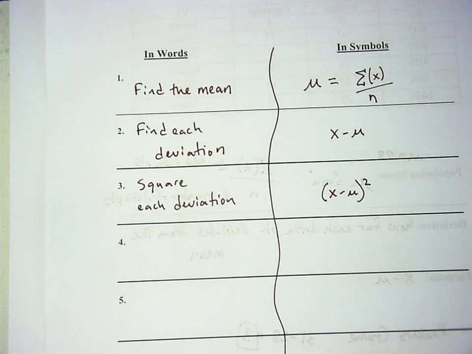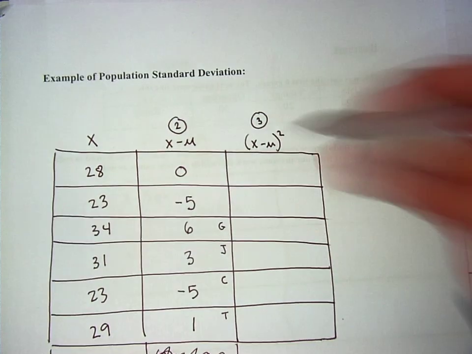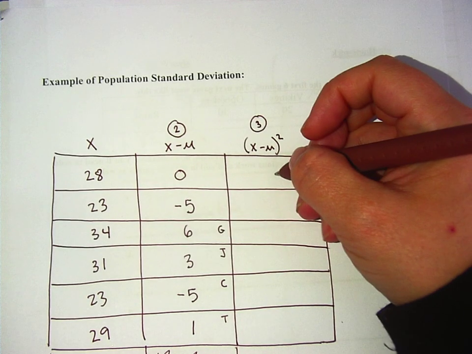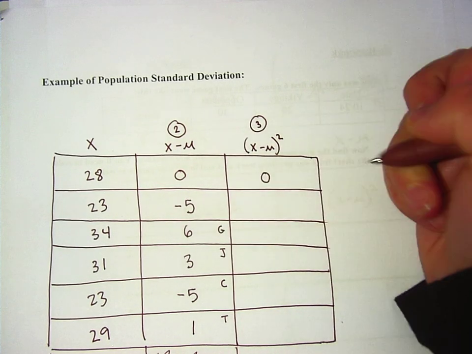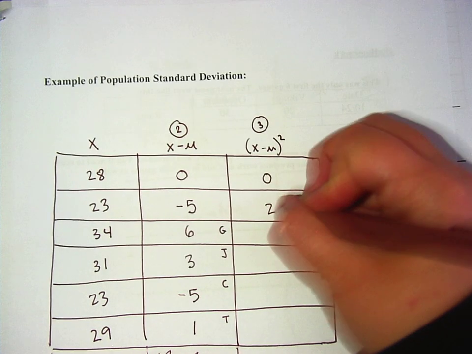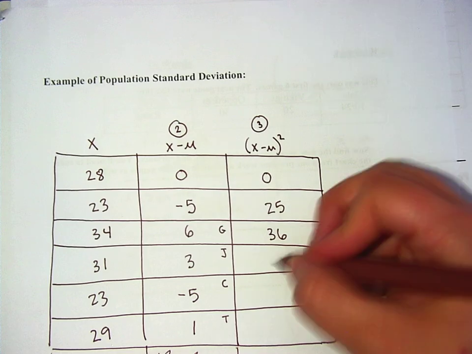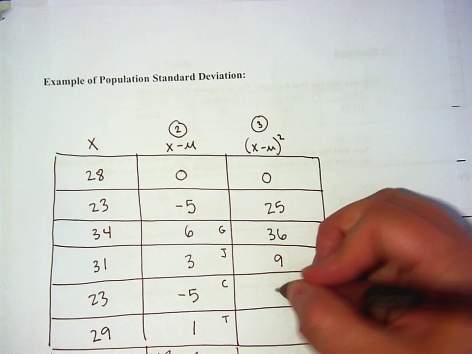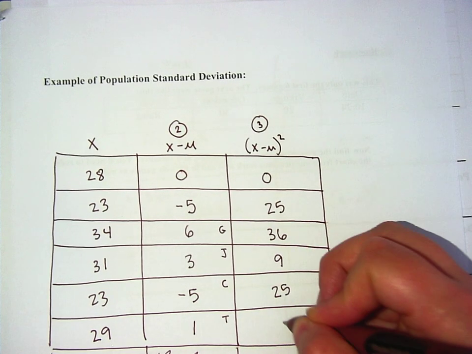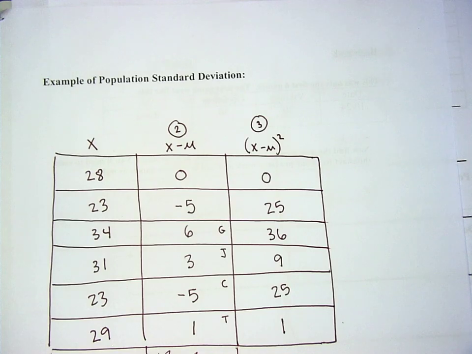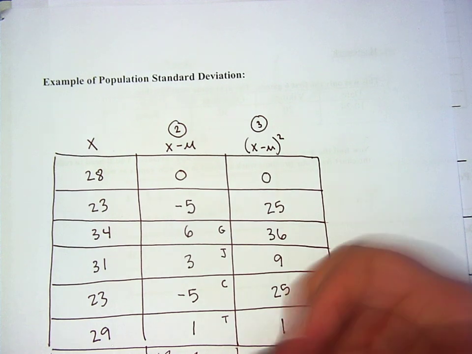And here I'm going to write parentheses x minus mu squared. And why are we squaring each deviation? To make them positive. Okay, so let's do this real fast. 0 squared is 0. Negative 5 squared, 25. 6 squared is 36. 3 squared is 9. Negative 5 squared is 25. And 1 squared is 1. Great, they're all positive. All right, now we're going to treat it like an average, where we add them up.